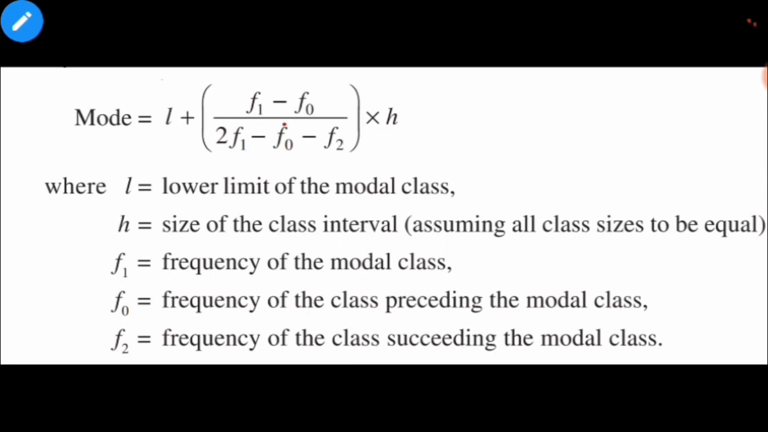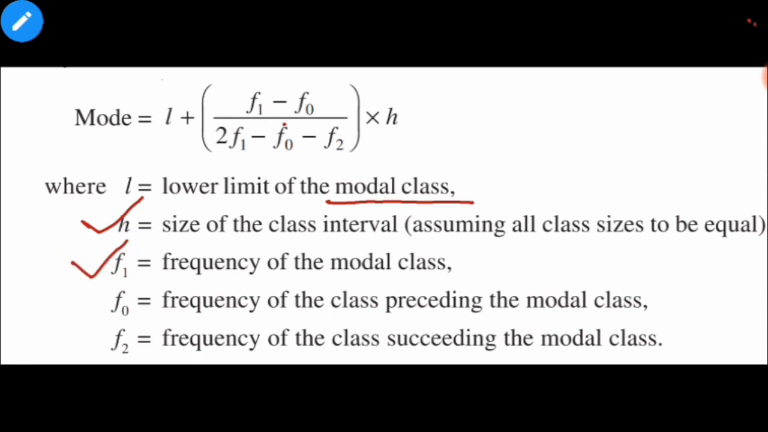where L equals the lower limit of the modal class. What is meant by modal class? Modal class is the class with maximum frequency. So L equals the lower limit of the modal class, and next, H. H is the size of the class interval.